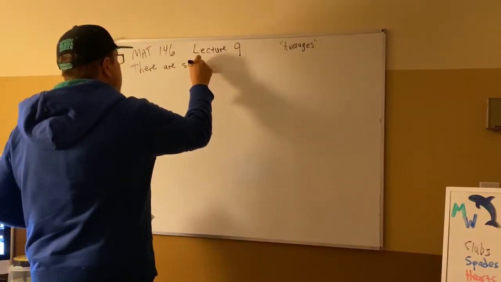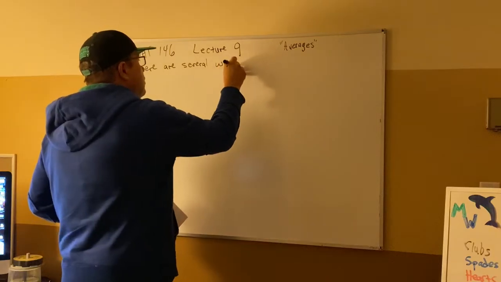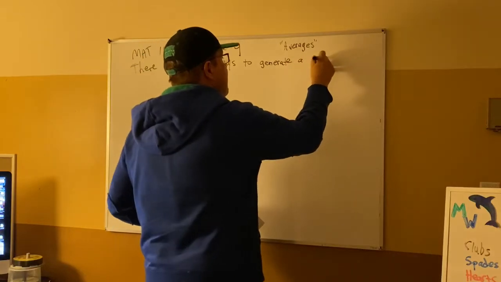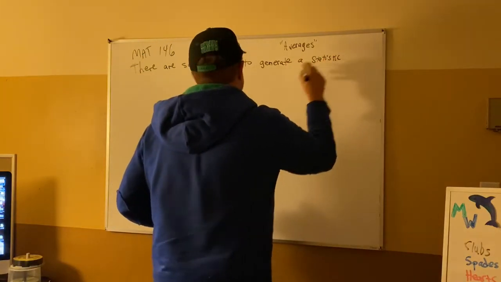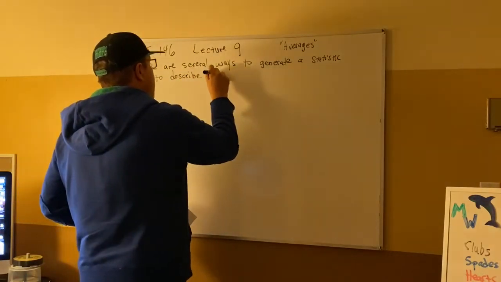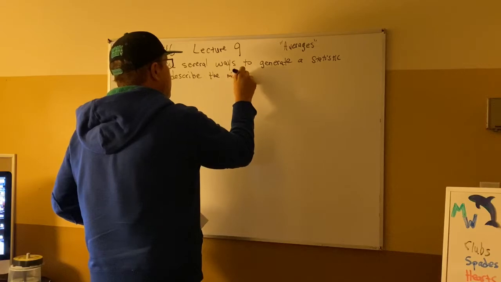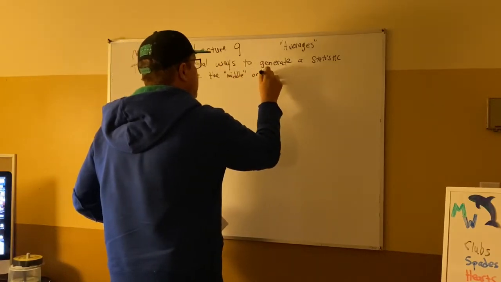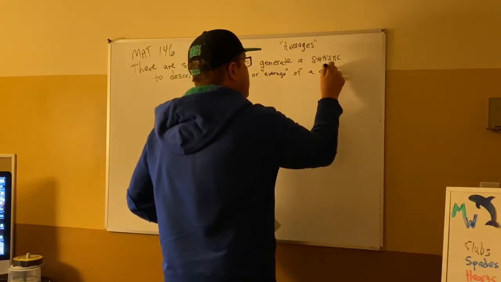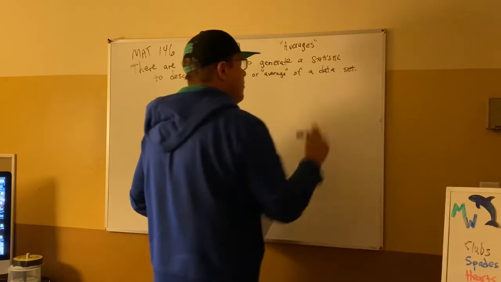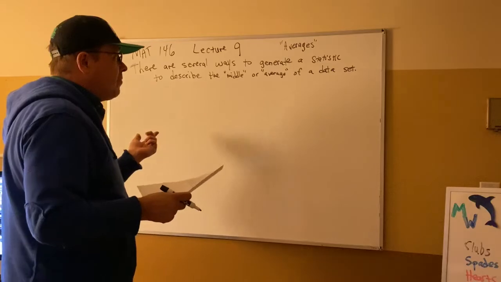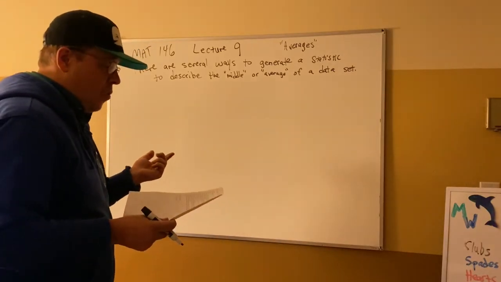There are several ways to generate a statistic to describe the middle, or average, of a data set. Data is all the points that you have, and if we want to find the average of a data set, a lot of times people just add up the numbers and see what they get when you divide by how many there are.